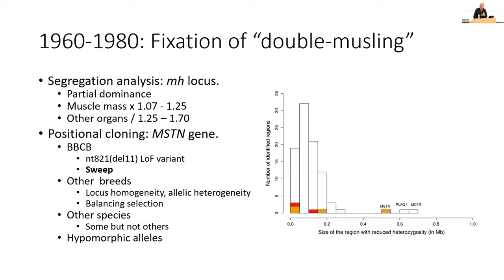And it left a strong sweep in the breed at the present time. It's a region that is entirely monomorphic. The length is not so much. It's sort of between a hard and a soft sweep because the mutation was probably segregating in the population for a while.